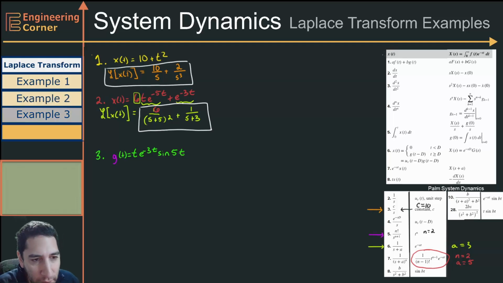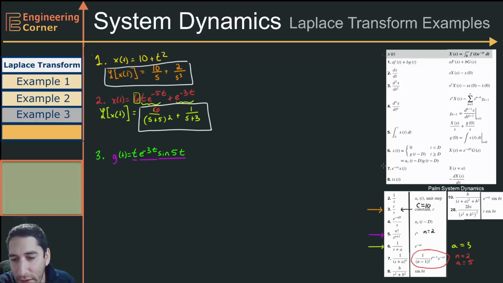So now let's do example 3. And what I've done is I've changed the x of t to a g of t to avoid some confusion when we're working with tables. But this function is equal to t times e to the minus 3t times the sine of 5t. So there are 3 terms in here that have t in them that you would think would have their own entry to find in the Laplace transform table. But I don't have an entry for all 3 of these terms. So I'm going to go through my properties to see if I can divide this function up in some way. And it looks like I can.